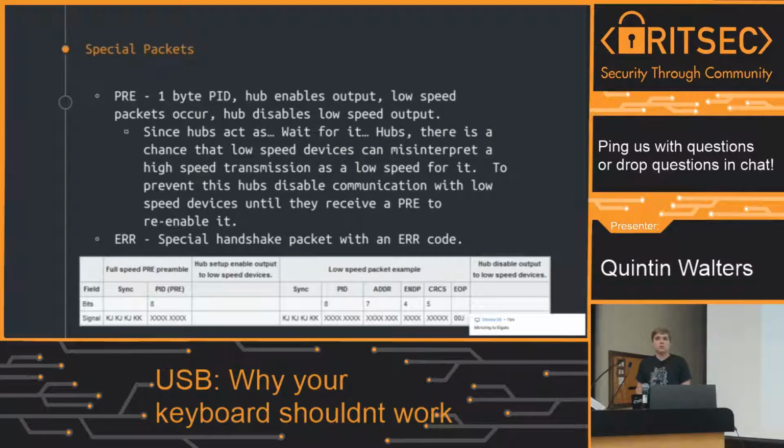Hubs are hubs. They just repeat everything you send to them without care for anything connected. There's a possibility that a high-speed hub can have a low-speed device connected to it. If you try to send high-speed packets to a low-speed device, it'll only get the first section and act as if it was a normal low-speed packet. So you end up getting things garbled and messed up in the middle. To solve this, you disable the low-speed hubs or the low-speed devices until they receive a pre. Then they'll receive a re-enable for a short period of time, accept the data, and then shut off again.